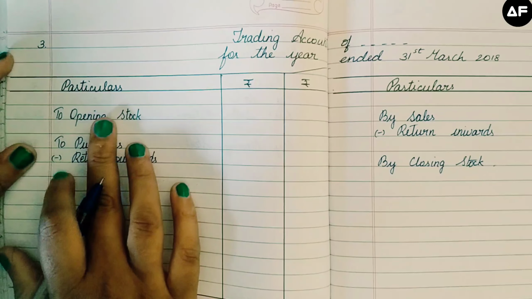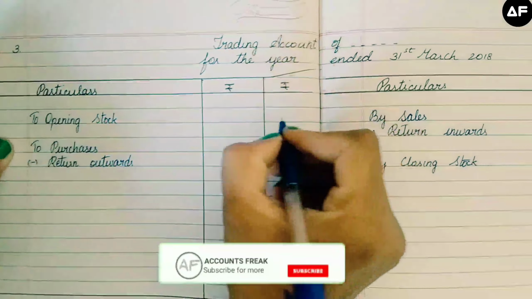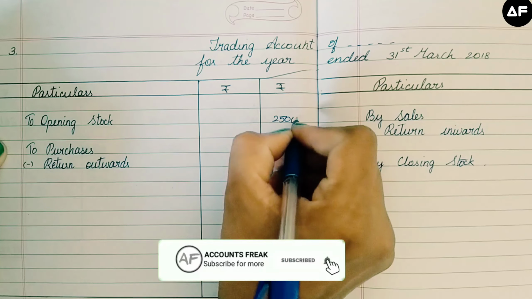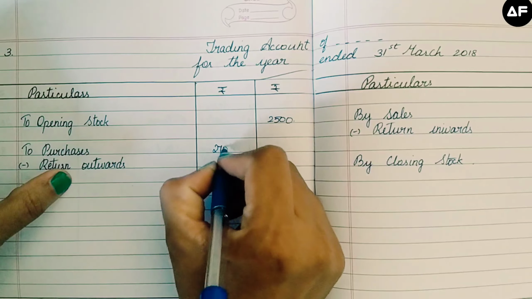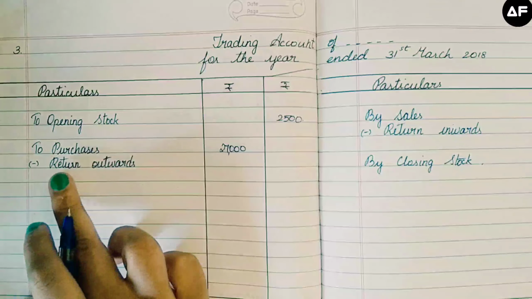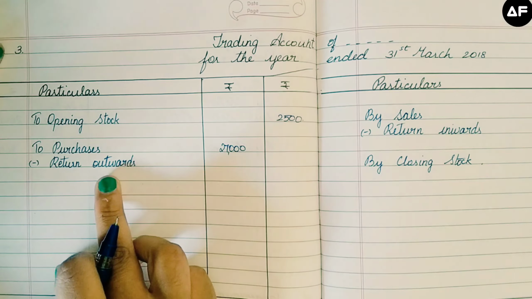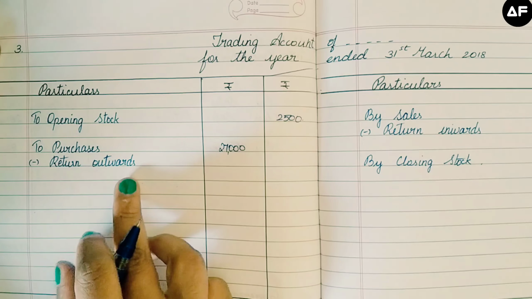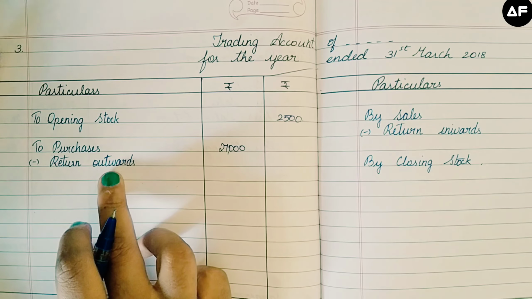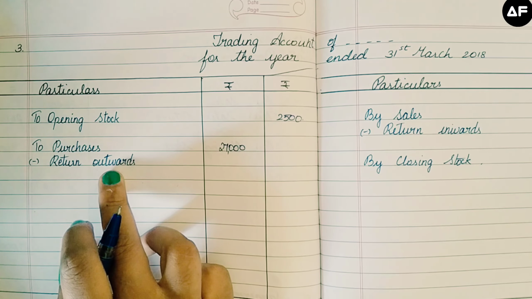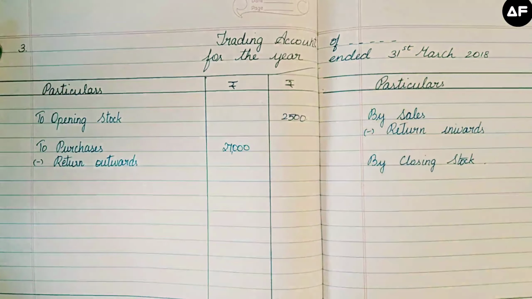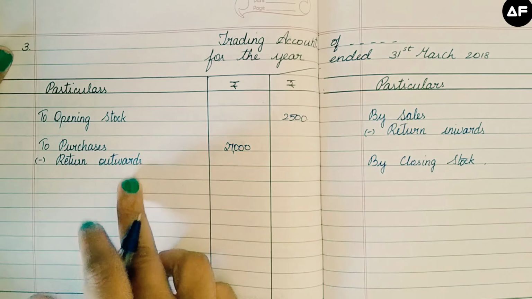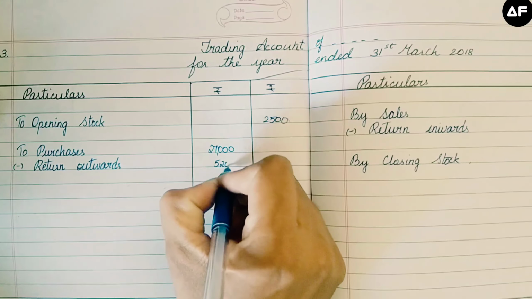First, to opening stock, I've written here: opening stock for this sum is 2,500. Next I have purchases. Purchases given in the sum is 27,000. Here, instead of purchase return, I've written another name which is used for purchase return, that is return outwards. Why outwards? Because when we purchase something and it is defective, we return it back to the particular seller. Therefore, goods are going out. So return outwards will be the purchase return. That's going to be 5,200.